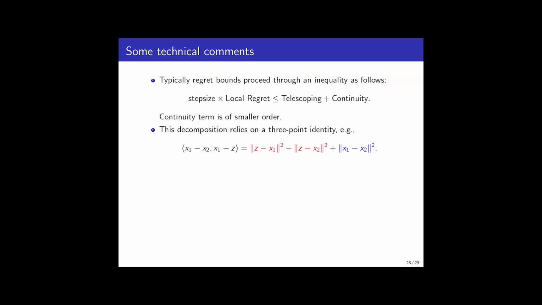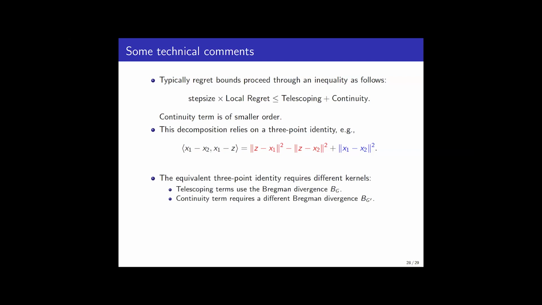So if you were to just add up over k, you will see a lot of the terms cancel out because of this difference term here. And this is the continuity part, because if you imagine your x1 and x2 being xk and xk plus 1, the gap between two successive iterations is of the order of your step size. When you are squaring it, you get something like step size square. So it brings the size of the continuity term down.